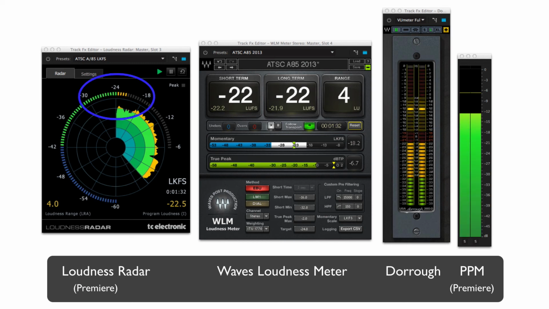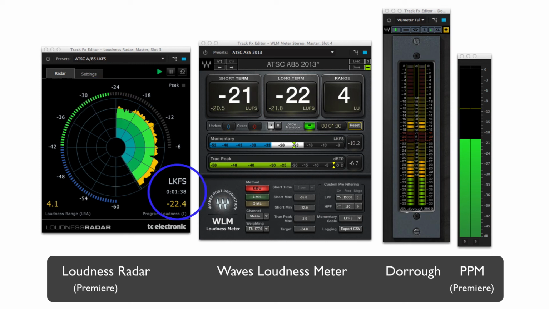Looking at the loudness radar, it moves around quite a bit as well, but you'll notice that it also does have a total LKFS for your program, and that's really important for broadcast. The Waves loudness meter does the same thing. It has the short-term LKFS and the long-term LKFS. Both of those meters you can reset at the beginning of your program and run it all the way through and get a reading for the duration of your program.